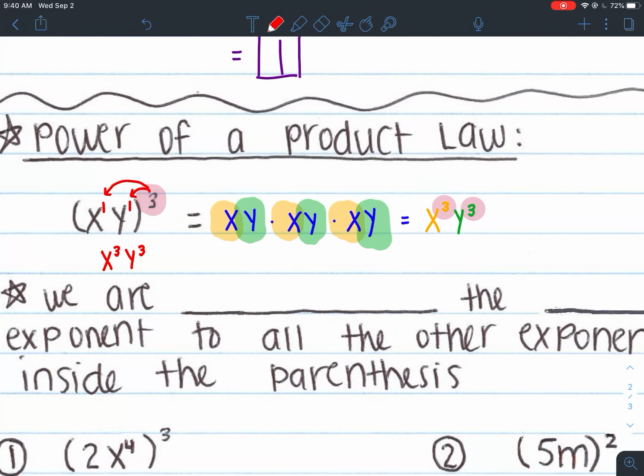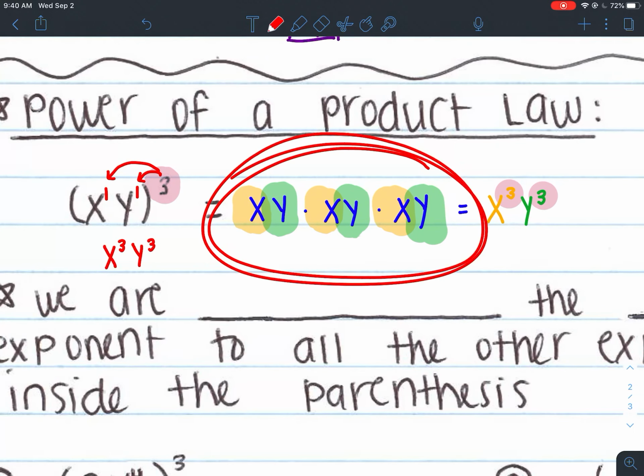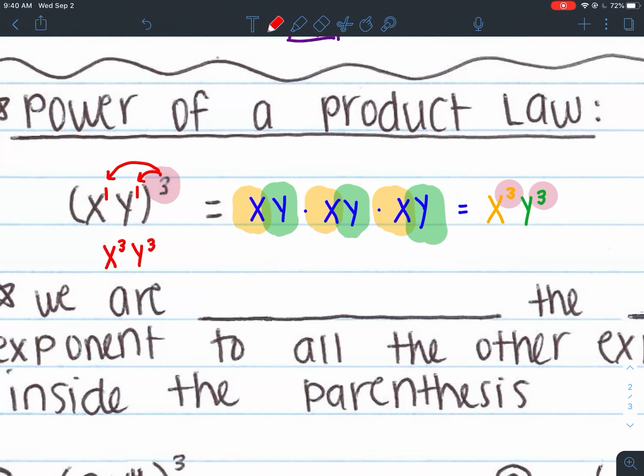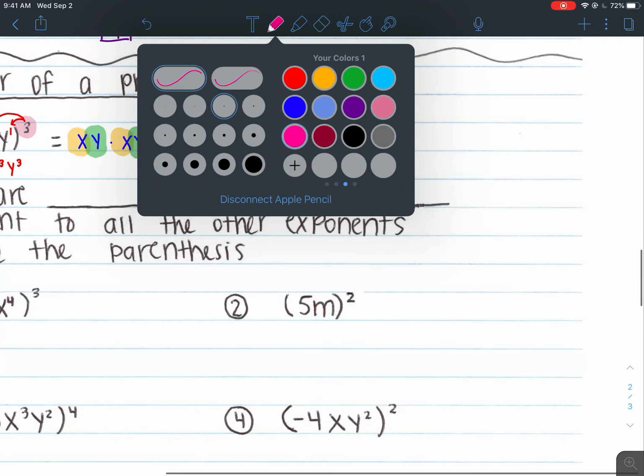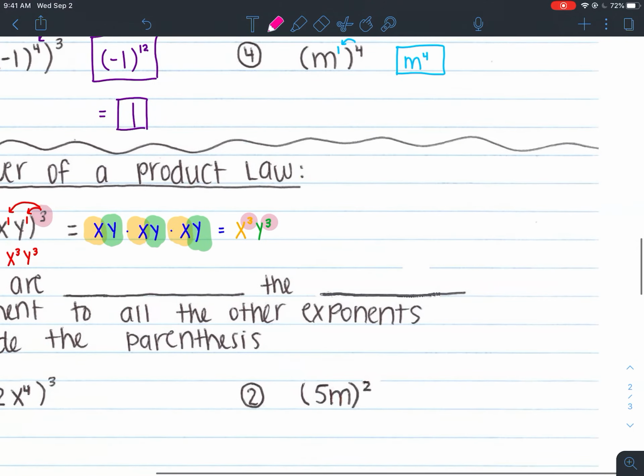Okay, moving on. Now, instead of doing this every single time and expanding it out, I can just remember the shortcut. The shortcut says, if I have parentheses, just distribute that exponent in to all of the other exponents. So that's what we're going to do here. Okay, so I'm going to go ahead and give you the formula for the power of a product law.